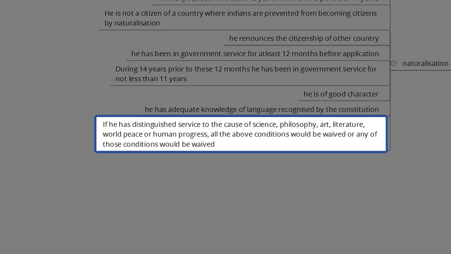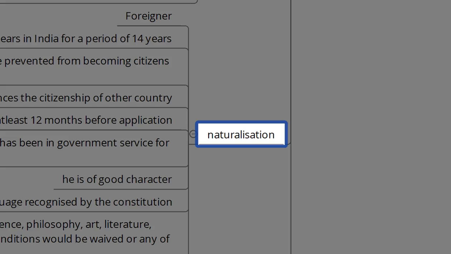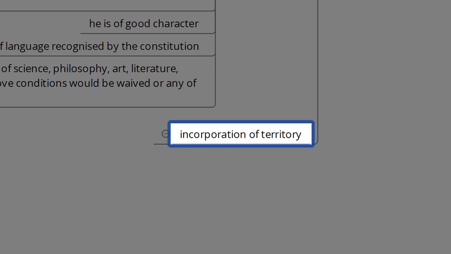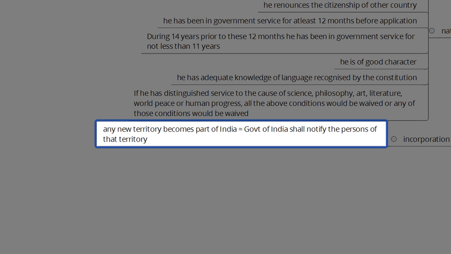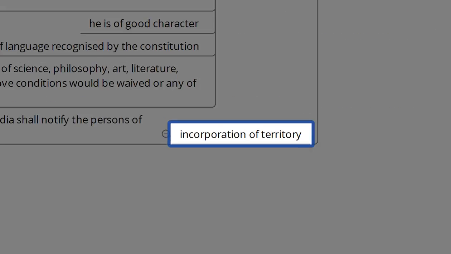However, if you have rendered distinguished service to the cause of science, philosophy, art, literature, world peace or human progress, all the above conditions may be waived, or one or two conditions may be relaxed, for acquiring citizenship through naturalization for such a foreigner in India. And the last method is incorporation of territory. This is for any new territory which becomes part of India. The persons in that territory will become citizens of India, and the government will notify those persons that they are Indian citizens.